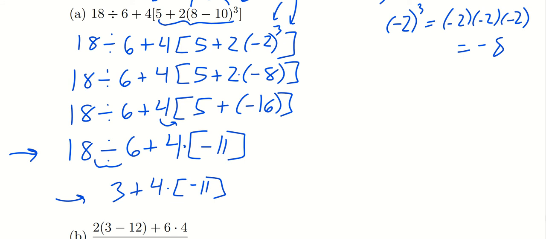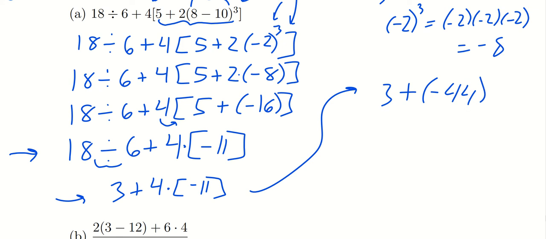Now that I've done the division, we have this multiplication to take care of. 4 times negative 11 is negative 44. And there's one operation left. We have addition. 3 plus negative 44 should give us negative 41. So the final answer here is negative 41.